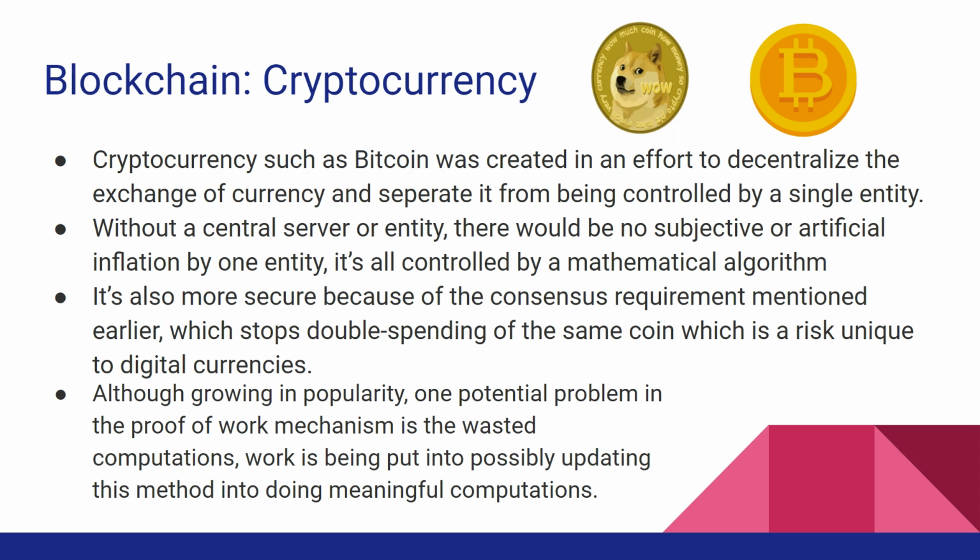All right, so back to the topic of cryptocurrency, because after all that we just talked about, its other applications, this is the main one, the starter. This is what started it all. Cryptocurrency such as Bitcoin and others were created in an effort to decentralize the exchange of currency and separate it from being controlled by a single entity. Without a central entity, there would be no subjective or artificial inflation by one entity. So no human decision. It's all just controlled by a mathematical algorithm.